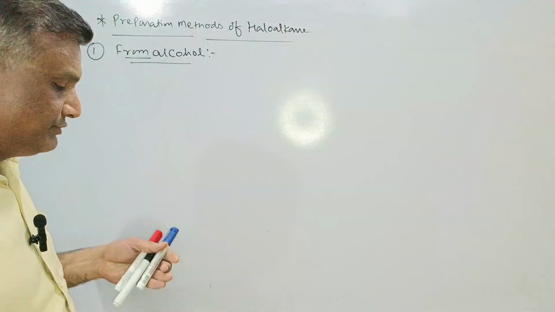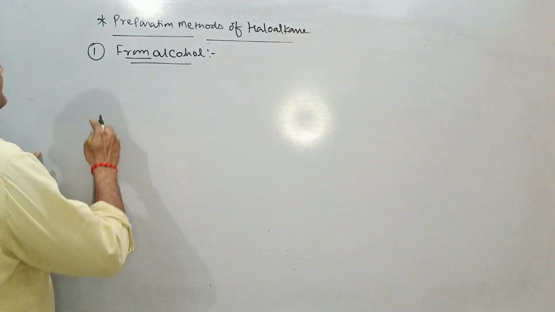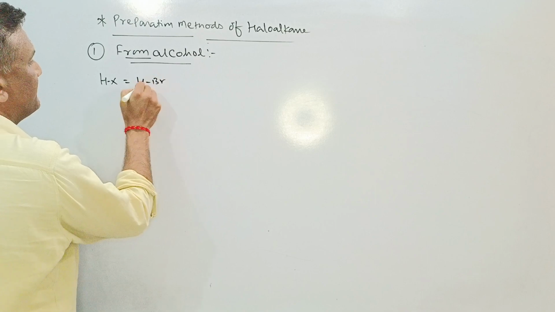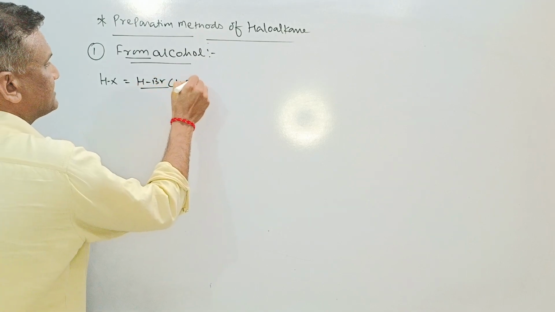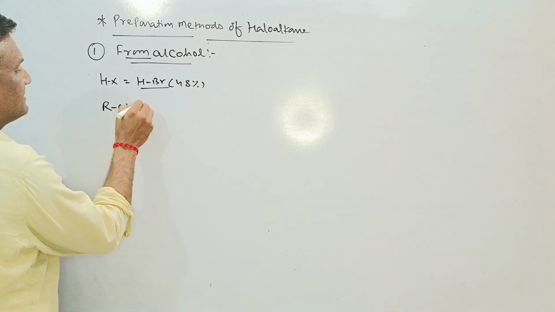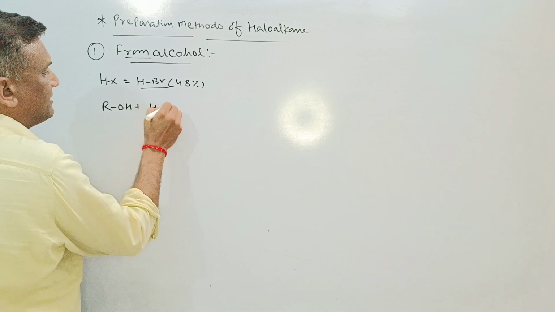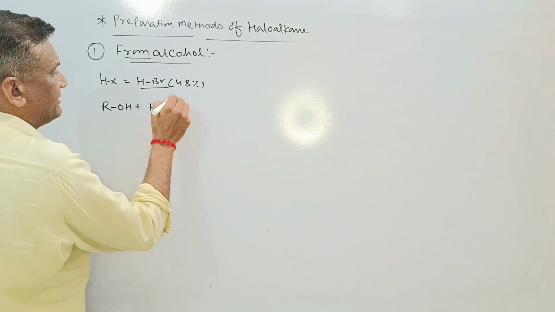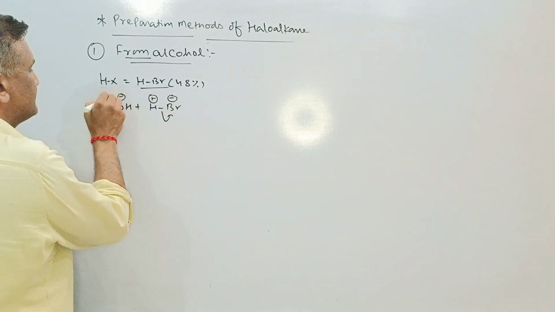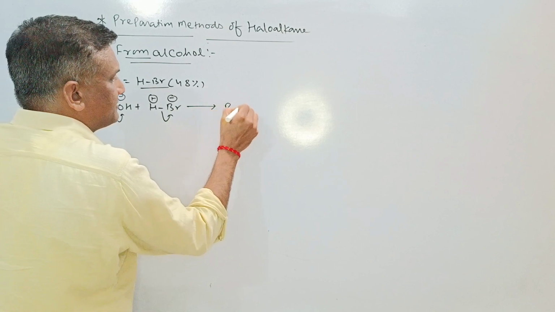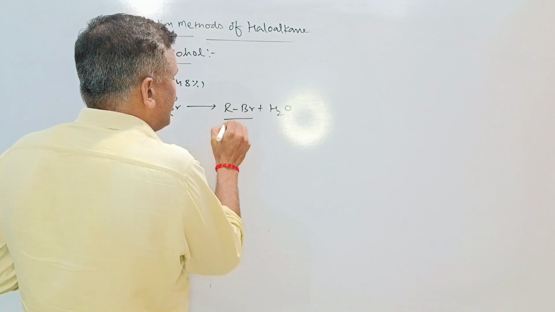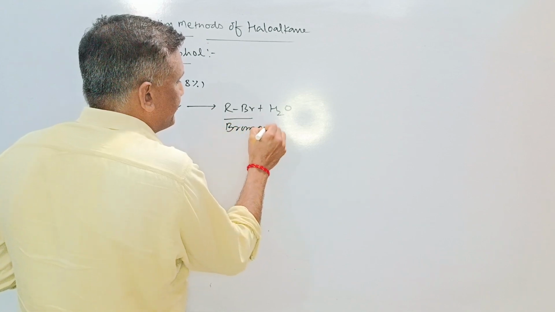If we are going to take HX equal to HBr, then remember one thing, it should be 48% pure. The reaction will be ROH plus HBr. Again, the electronegativity of Br is greater than hydrogen, and here is OH minus. So here will be the formation of RBr plus H2O. RBr is known as bromoalkane.